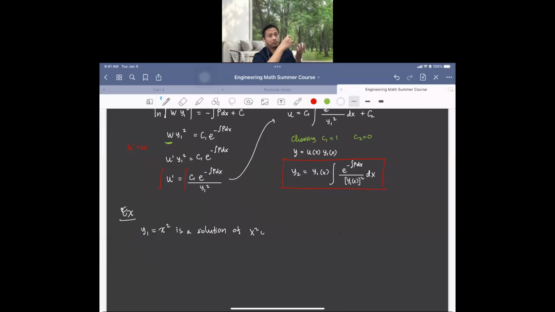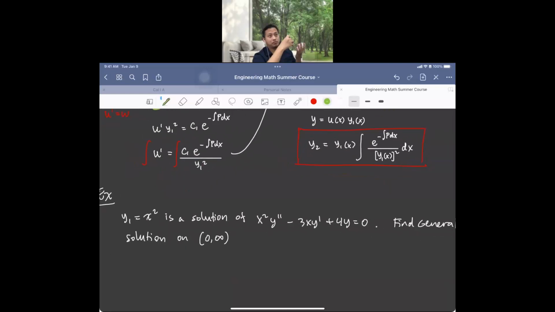Let's say we have y1 equals x squared is a solution of x squared y double prime minus 3x y prime plus 4y equals 0. The question is to find the general solution on the interval 0 to infinity. Okay, this is one example that is probably a typical question for this method.